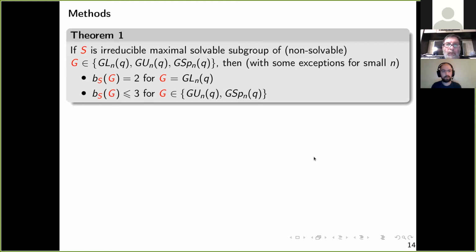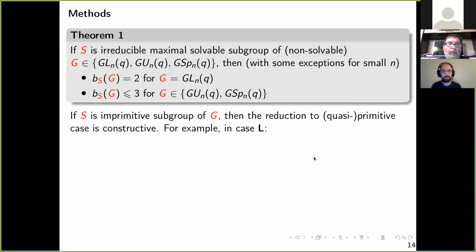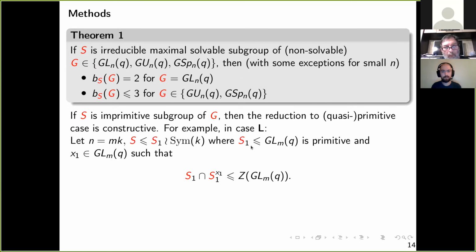Then further, if S is imprimitive, then my proof is constructive in the following sense. For example, let's take the linear case. If S is imprimitive, it means that it lies in some wreath product where S1 is a primitive subgroup in GLM.